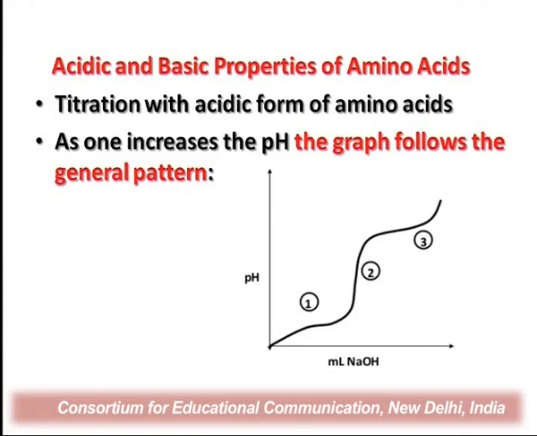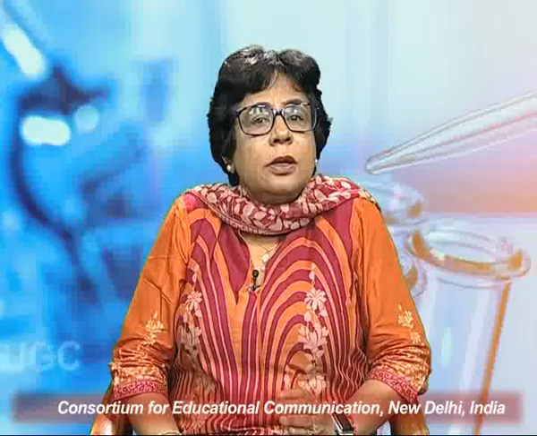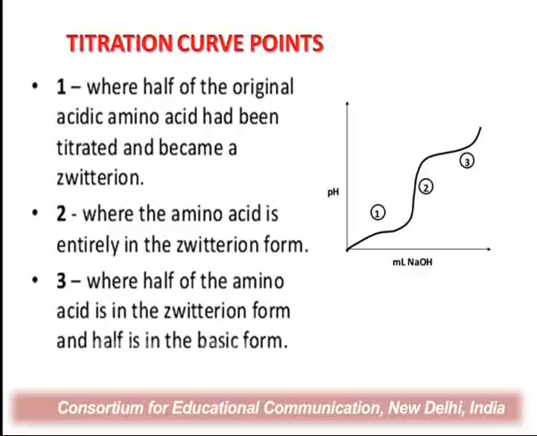Now what is the significance of the 3 plateaus, the 3 positions that I have shown, that is 1, 2 and 3. Now 1 is the dissociation constant of the acid. That is, this is a point where half of the original acidic amino acid will be titrated and will be converted into zwitterion. This we will represent by point 1, or in the titrations we will represent it by pK1.